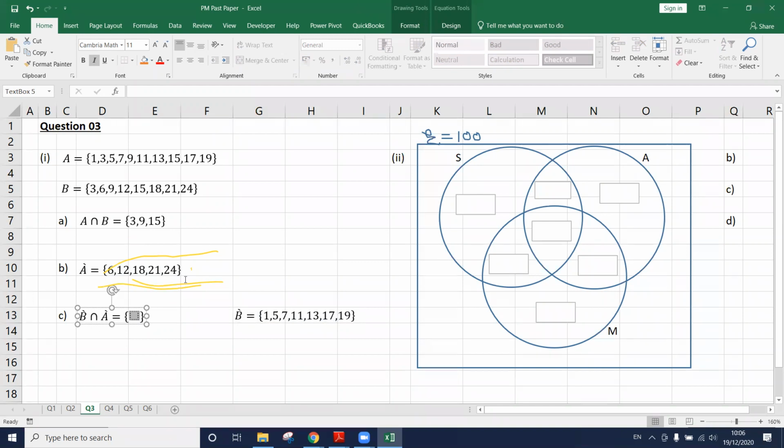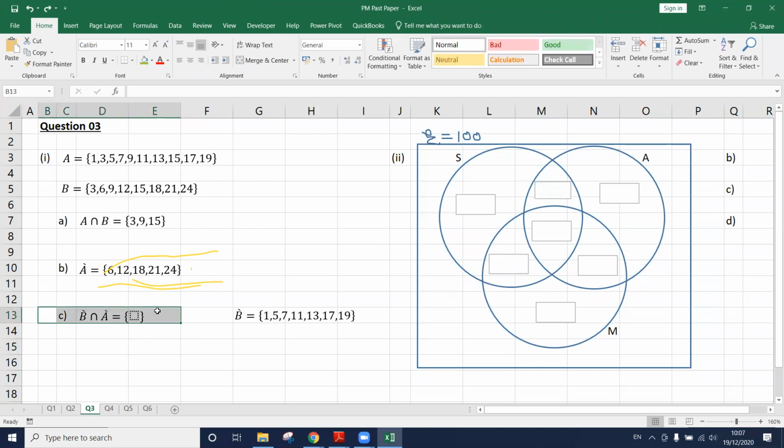Right? So, what are the common elements we can observe in A dash and set B dash? 6, is it common? No. 12? No. 18? No. 21? No. 24? No. So what should be the set? It should be an empty set. Right? This is the final answer. Common elements, none. So it is an empty set. Okay, so those are the answers for part one.